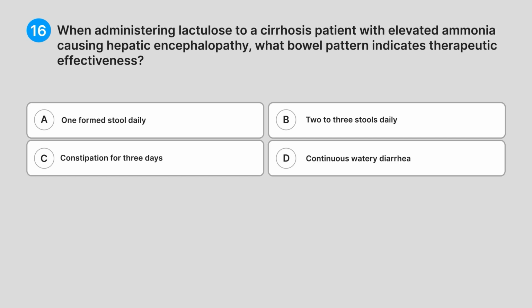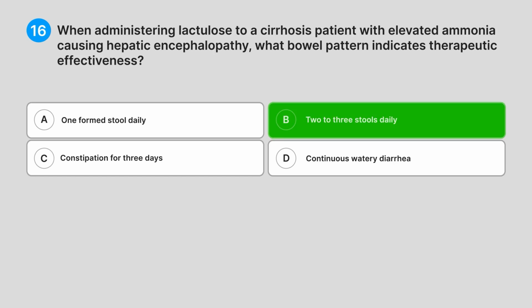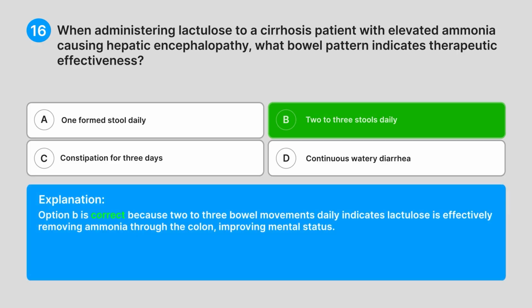Correct answer, B. 2 to 3 stools daily. Explanation. Option B is correct because 2 to 3 bowel movements daily indicates lactulose is effectively removing ammonia through the colon, improving mental status.